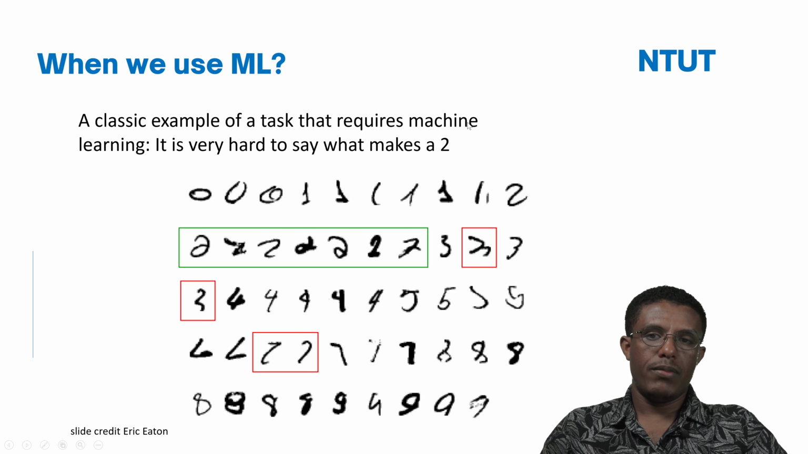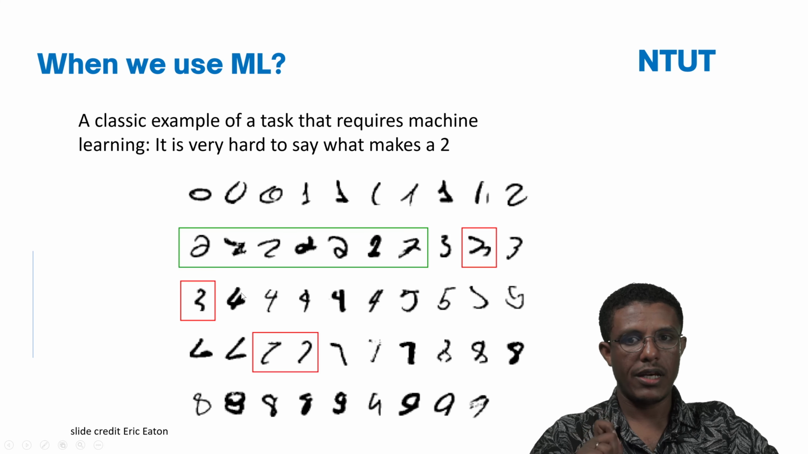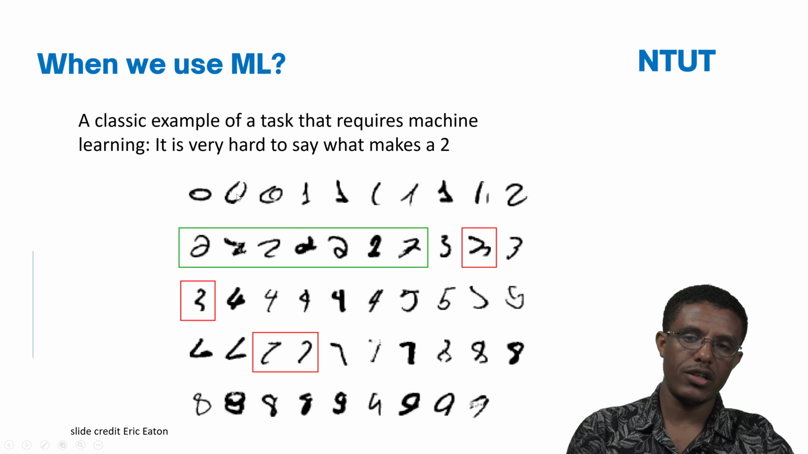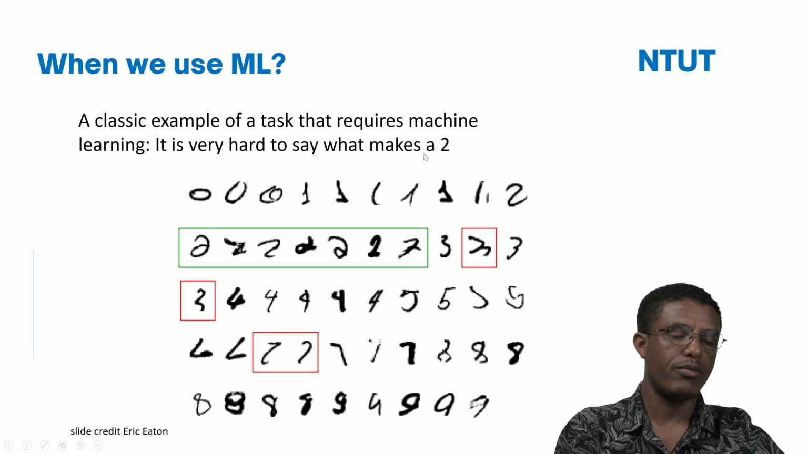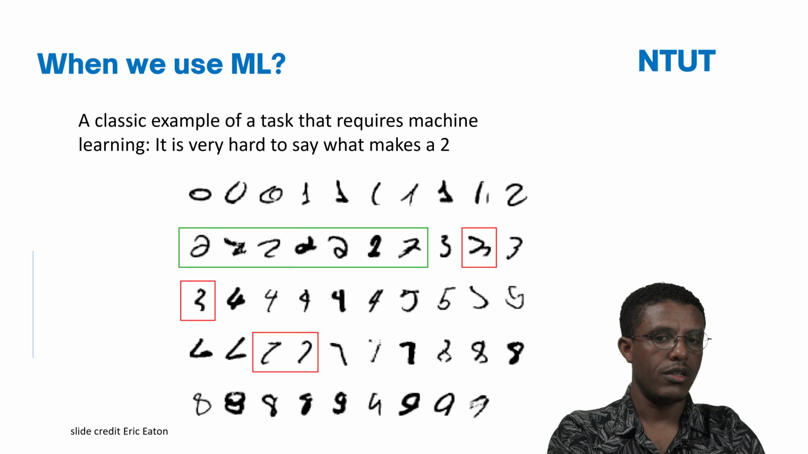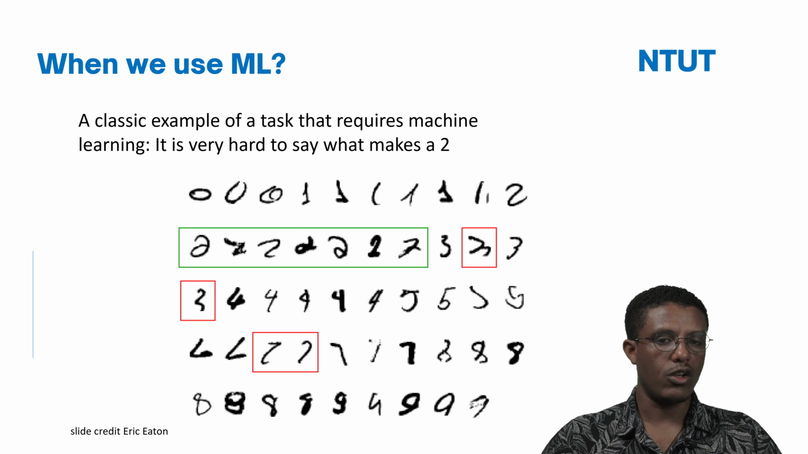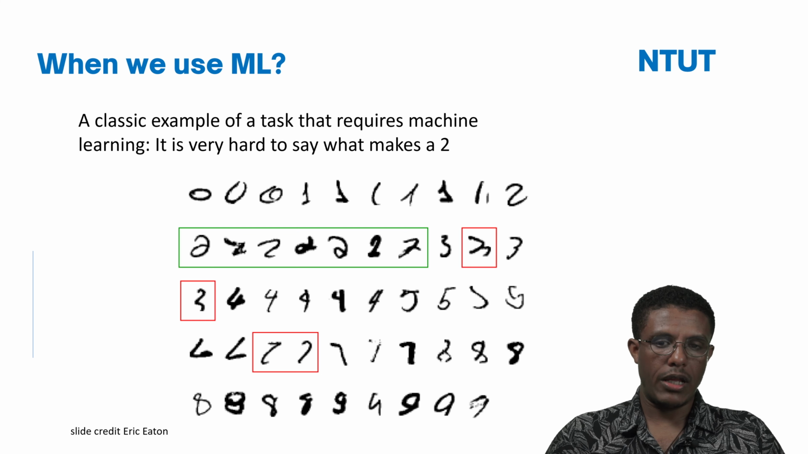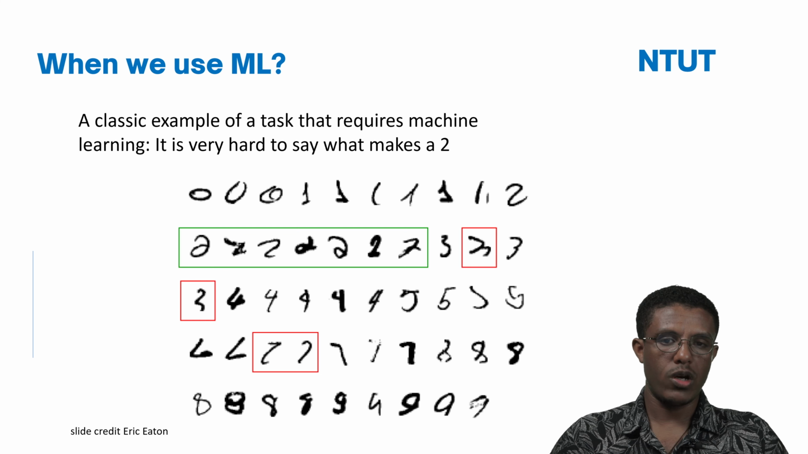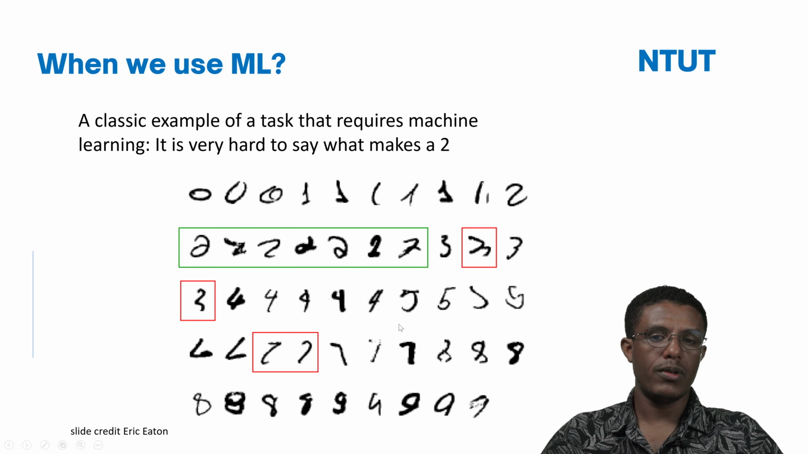Specifically, here is one example that shows why we use machine learning algorithms. One example of a task that requires machine learning is that it is very hard to tell a machine what makes a two. For example, optical character recognition. It may be very difficult to identify which digit is indicating two. Even human beings may find it difficult to identify which one is 2 and which one is 3. But when we teach the machine, the model easily identifies which number is 2.